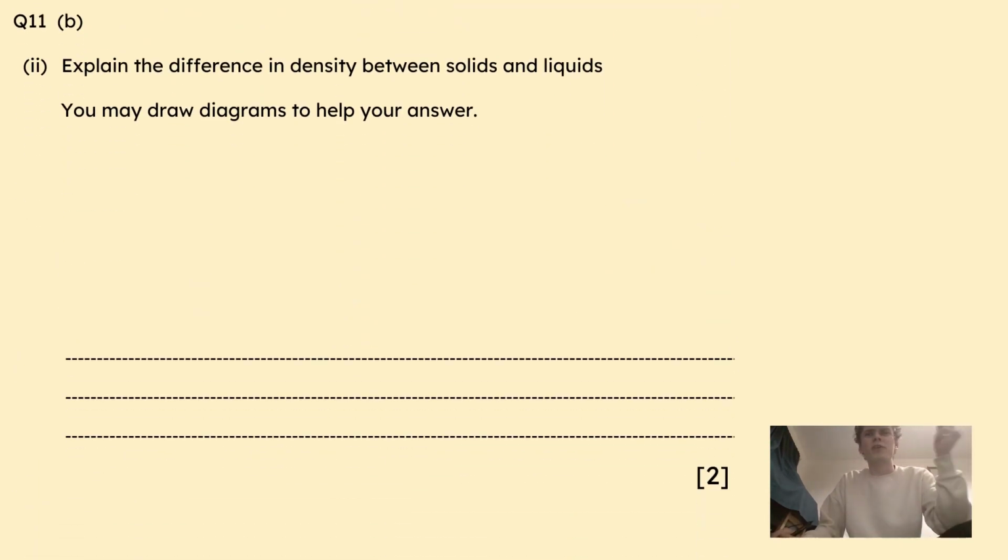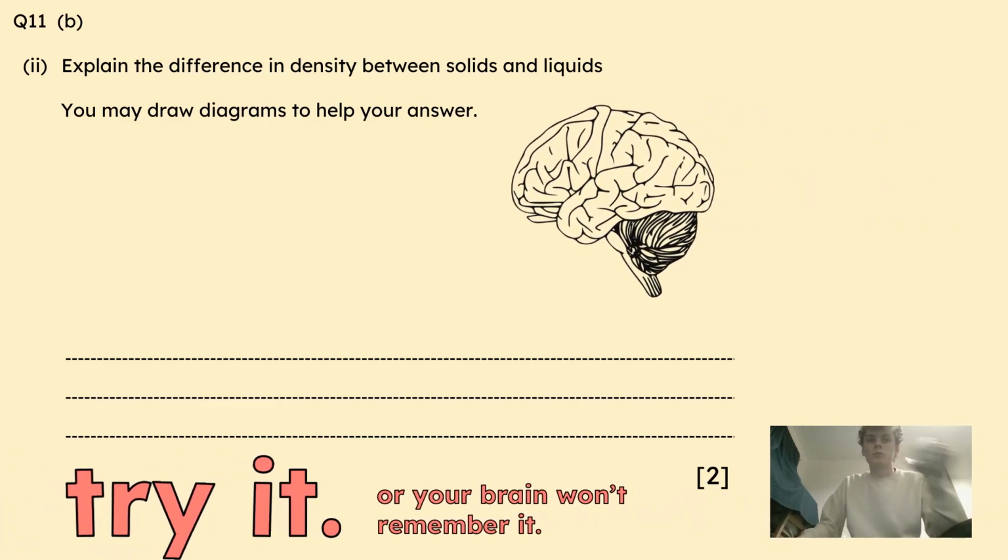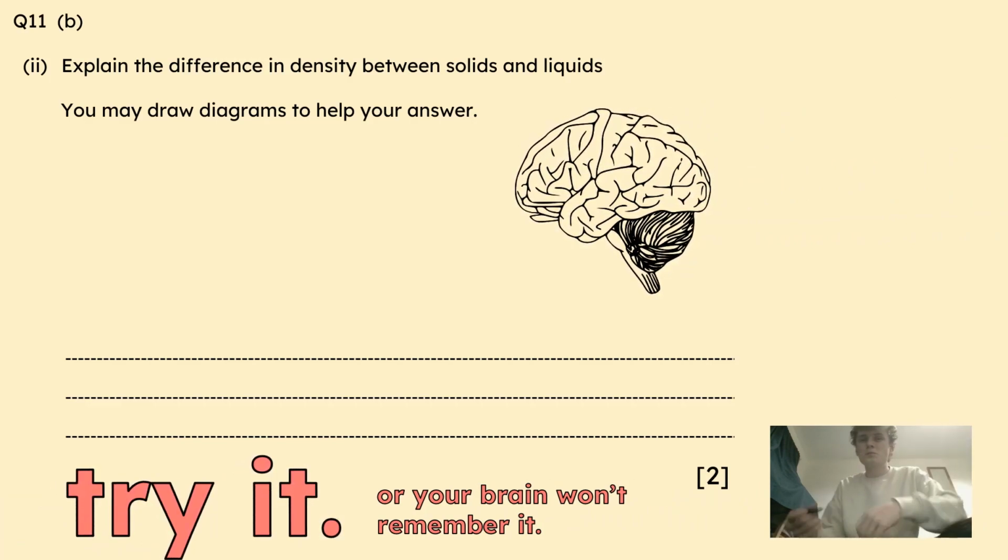The second part of B then asks you to explain the difference in density between solids and liquids, and that you may draw a diagram to help your answer. And that basically means that you should be drawing diagrams. So, do it now.